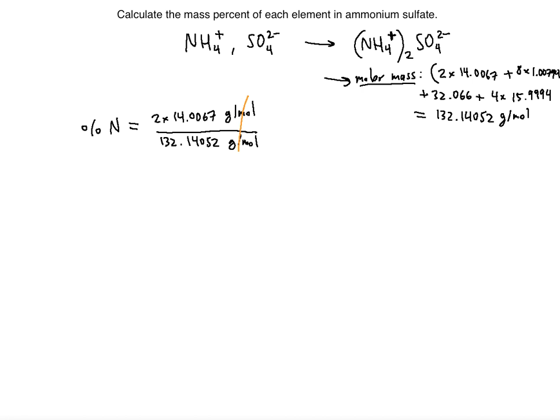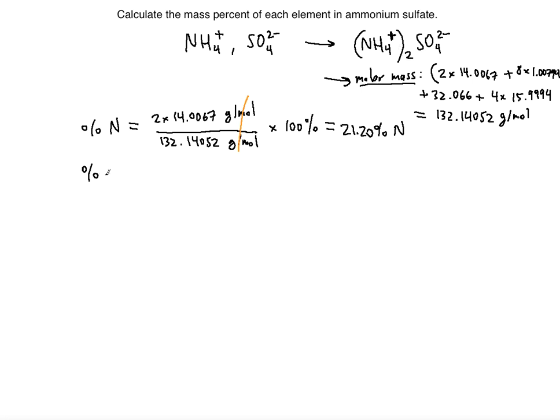because we're only talking about percentage, right? And you will get an answer less than or equal to 1, which is why you have to multiply it by 100% in order to yield percentage. And if you use your calculator and round it to 4 significant figures, you will get 21.20% nitrogen. Okay, and that's the mass percent of nitrogen in ammonium sulfate.